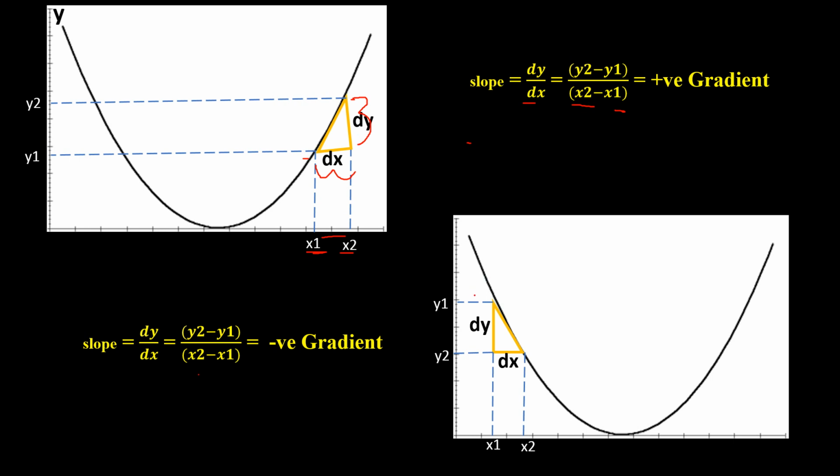But consider this scenario. Here again, computing the gradient is the same: y2 minus y1 by x2 minus x1. But here you will see the y2 value is smaller than y1. So we will be getting a negative gradient on this side of the graph. This concept we are going to exploit to understand the gradient descent algorithm.